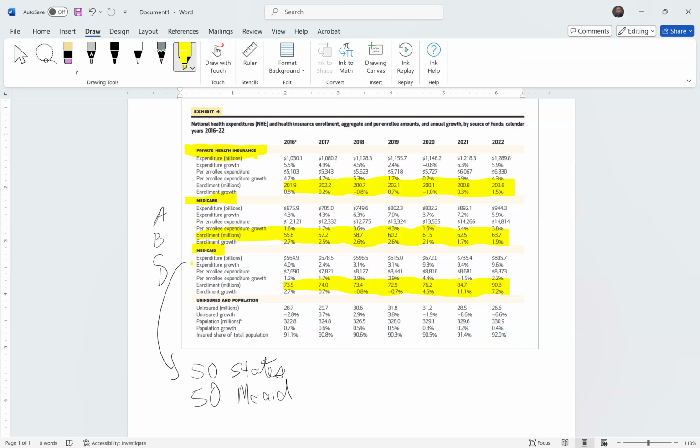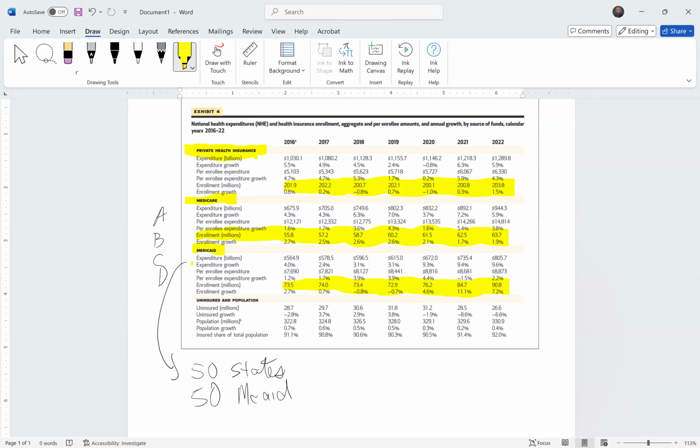The last category I really want to focus on is how many people are uninsured. They do not have health insurance. So this number is 28.7 million to 26.6. It's gone down. There was an upswing, but it's gone down. It usually goes down because more people have access to insurance through Medicaid as well. So it is a good thing that the number is down. It's a really good thing.